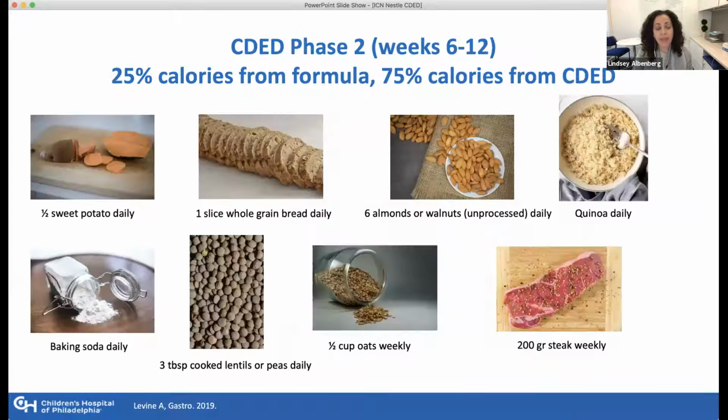And in the first phase, 50% of calorie needs come from formula and 50% of calorie needs come from these foods. And then we have phase 2, which is week 6 through 12. Here, the formula is reduced to 25% of calorie needs. The diet remains gluten-free, dairy-free, processed food-free, but there are some important additions, like some of the white potato can be substituted with sweet potato. 1 slice of whole grain bread is allowed daily. A small amount of nuts are allowed daily. Quinoa can be consumed daily. Baking soda can be added, which is helpful for baking. Patients can have some cooked lentils or cooked peas daily, and then a certain amount of oats and also beef can be added weekly as well.